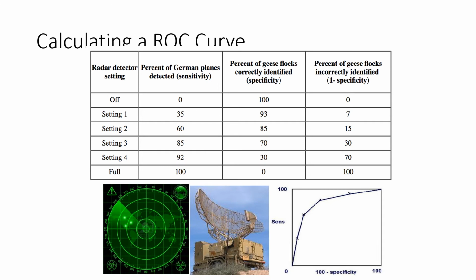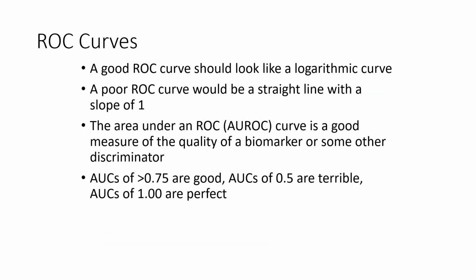And this is some data collected from that, where you had the percent of German planes detected, which is a measurement of sensitivity, percent of geese flocks correctly identified, and then the incorrect identifications. And if you plot out the sensitivity and specificity, you get a curve that's shown on the bottom right, where it sort of looks like a log curve or a logistic curve, things climbing up and maxing out to 1 or 100. So a good ROC curve, one that's a test or a predictor that's highly sensitive and specific, should look like a logarithmic curve.